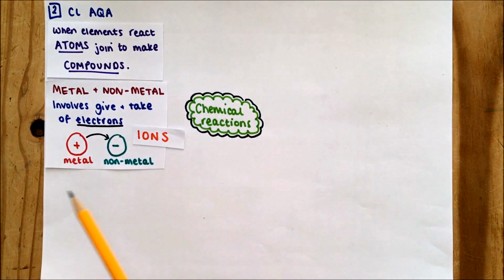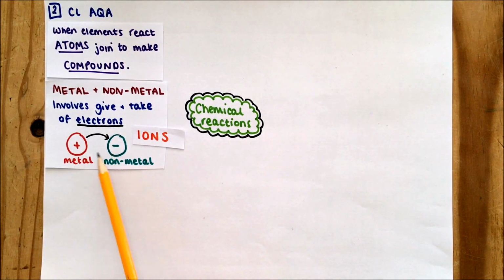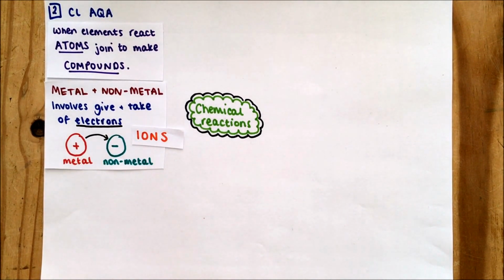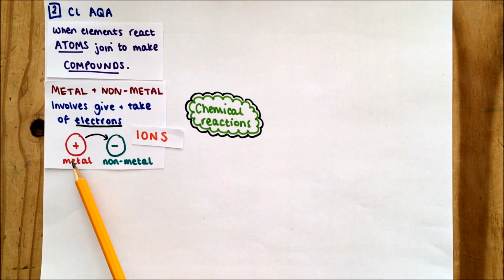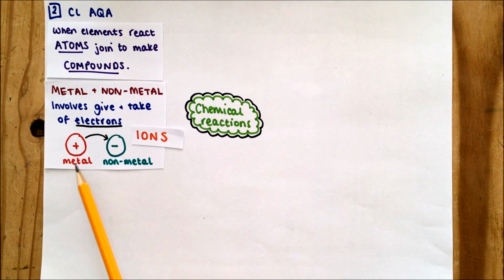Okay, and what that's going to result in is both of these now are going to be called ions, because they're now charged, they're unbalanced, so they're going to have more or less protons than electrons going around the outside. So metals will lose electrons and become positive, and non-metals will gain electrons and become negative. So because that's positive and that's negative, they're now attracted towards each other, and that's going to form a compound.